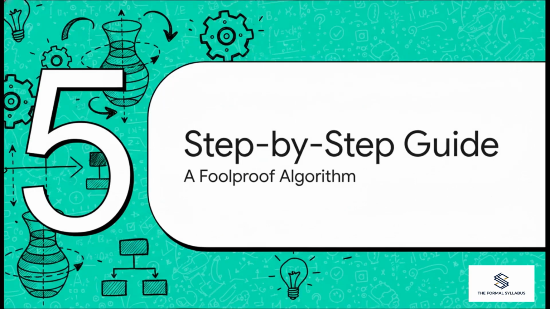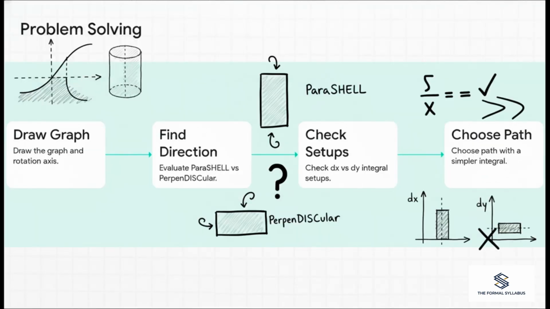Section 5, your step-by-step guide. Let's pull everything we've talked about into a foolproof 4-step action plan. Step 1, draw the graph, shade the region, and draw a dashed line for your axis of rotation. Step 2, evaluate your slice direction. Is it para-shell or perpendicular? Step 3, mentally check both your dx and dy setups. Will one of them trap you into multiple integrals? And step 4, choose the path of least resistance. Pick the one integral method. Rely on this visual algorithm, and you are golden.